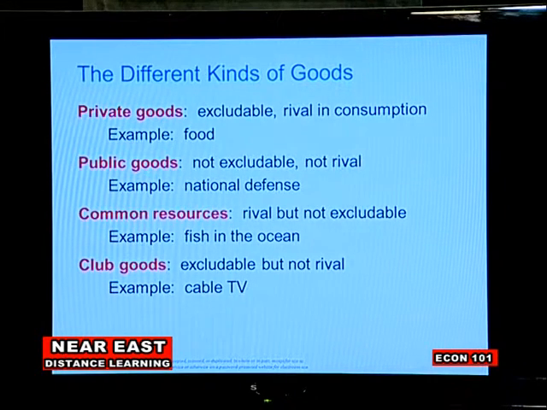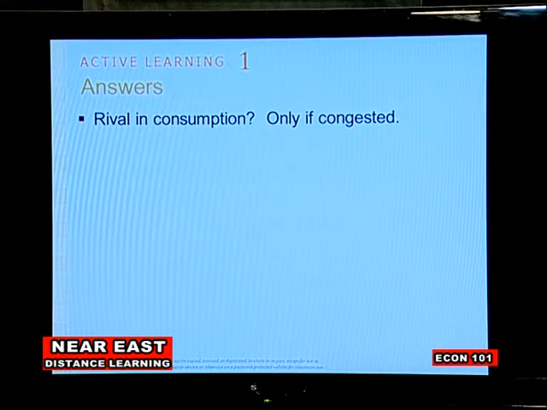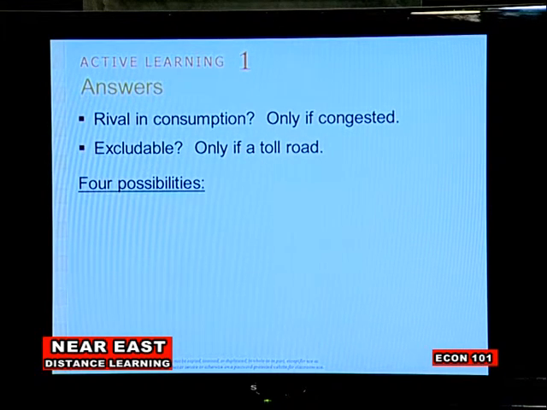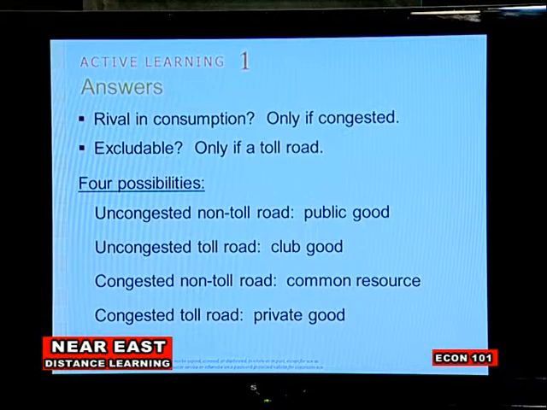Example, cable TV. Categorizing roads, this is active learning 1. We are going to categorize roads as congested or uncongested, and as a toll road or non-toll road. If it is congested, we call this rival in consumption. And if it is excludable, that happens only if it is a toll road. So we have 4 possibilities. If the road is an uncongested non-toll road, it is a public good. If it is an uncongested toll road, it is a club good. A congested non-toll road is a common resource. And a congested toll road is a private good.